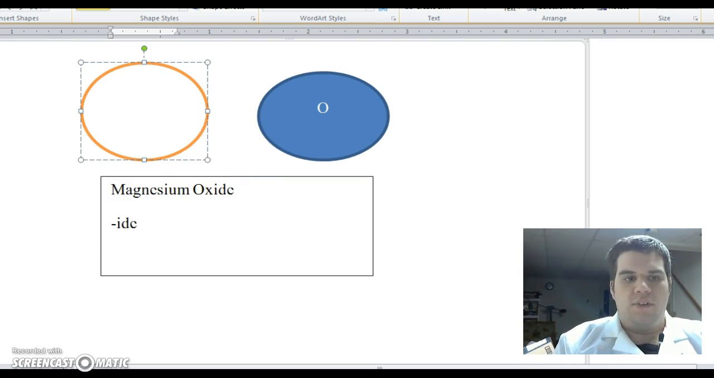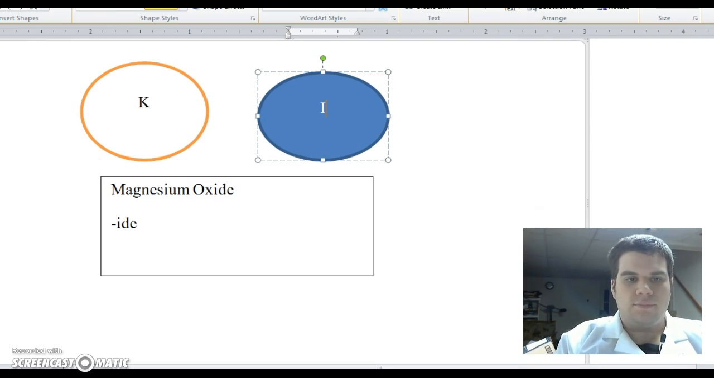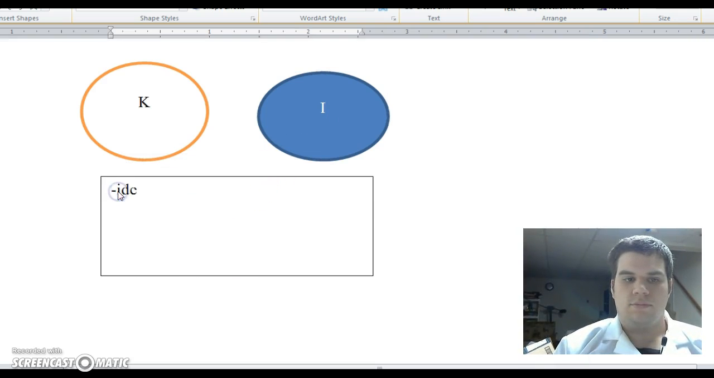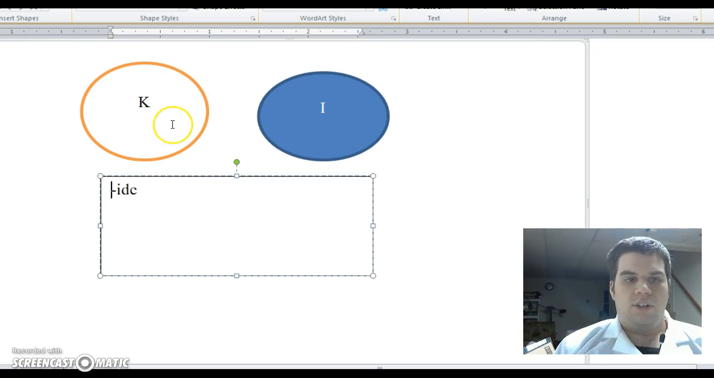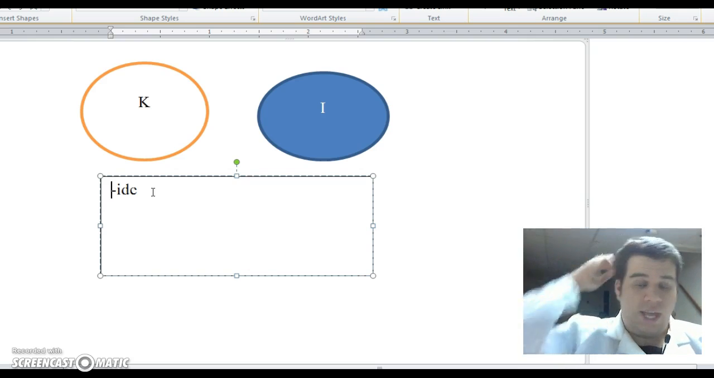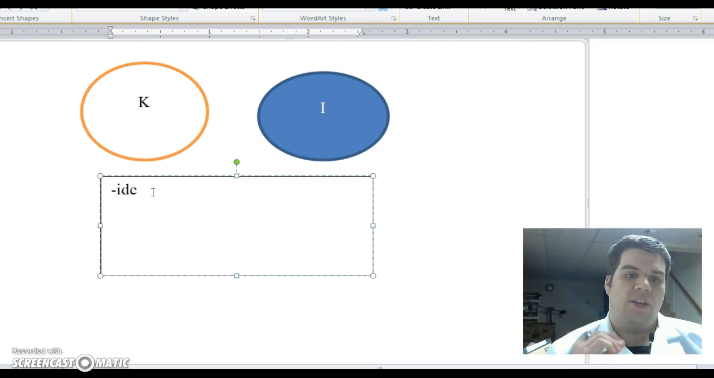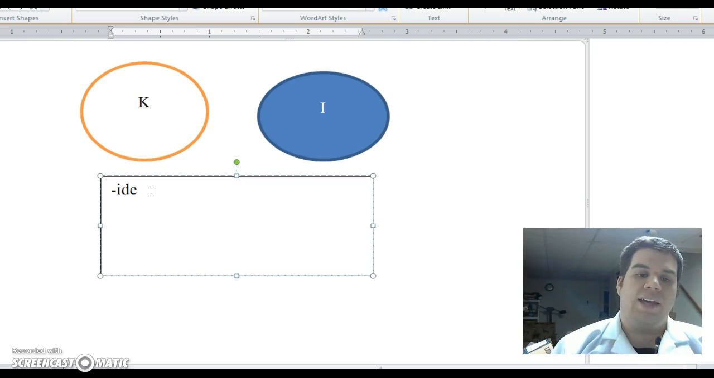Now, I'm going to give you guys one to try and name. Alright, so we've looked at how we go from the atoms to a name. In class, we're going to be looking at how we go from a name to the atoms.